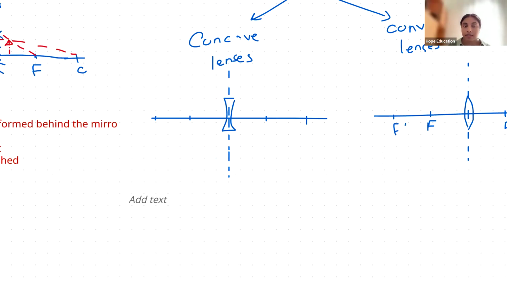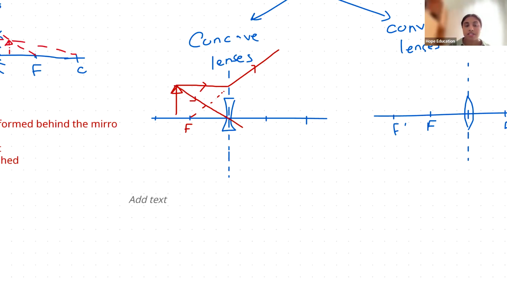Let's say the object is like this. One ray goes parallel and then refracts as if through the focal point, but refracts outward, away from the axis. Why? Because it is a concave lens. Then the light ray through the optical center goes along the same path.